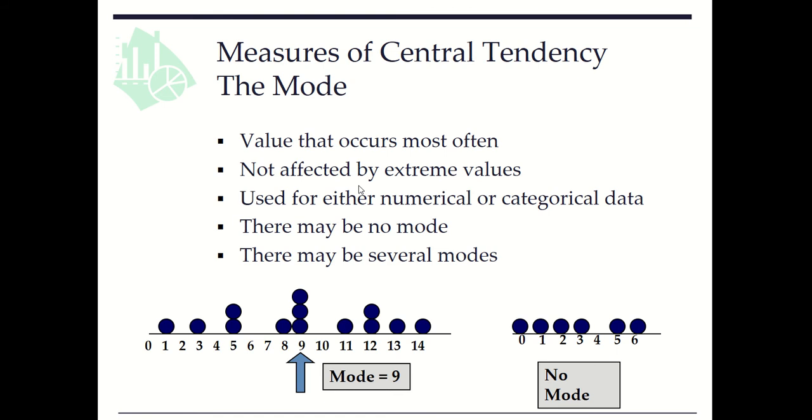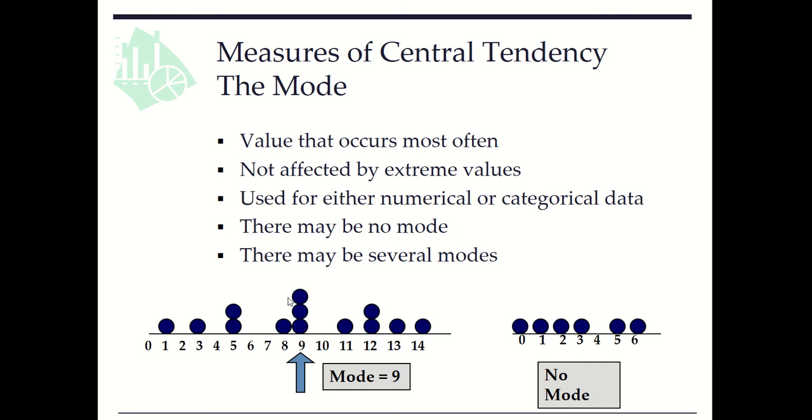Unlike the mean or the median, there may be no mode. That occurs in a special case where all records are with the same value. Like here, there may be several modes. For example, here, if we have one more 5, then we have both 5 and 9 as modes. In this example, only 9 is the mode.